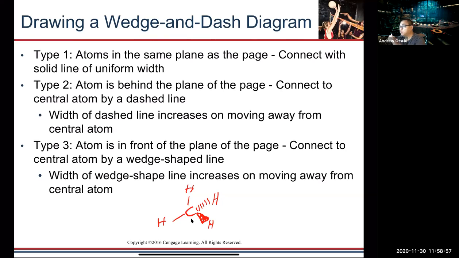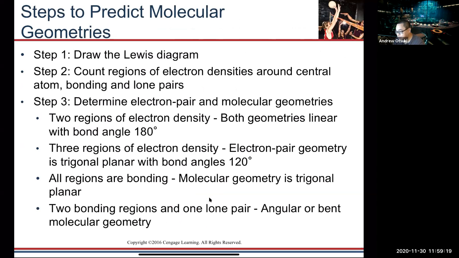Wedge is the shaded bond, comes at you. So if you were to build a model, you'll see that two hydrogen atoms won't be in the plane of the space. They'll be pointing at you, and one will be pointing away from you out into the distance. So that one in the distance is represented by this dash bond here. Okay. So here are steps to predict the molecular geometry.